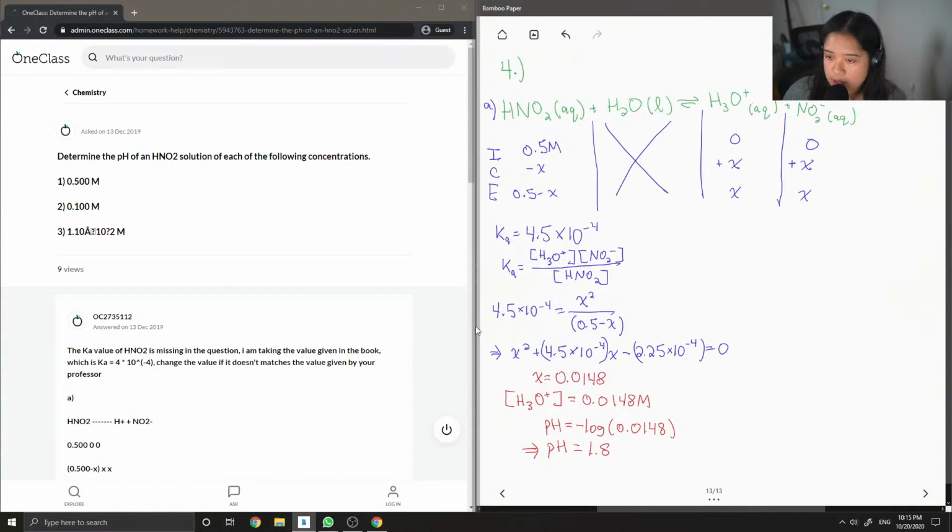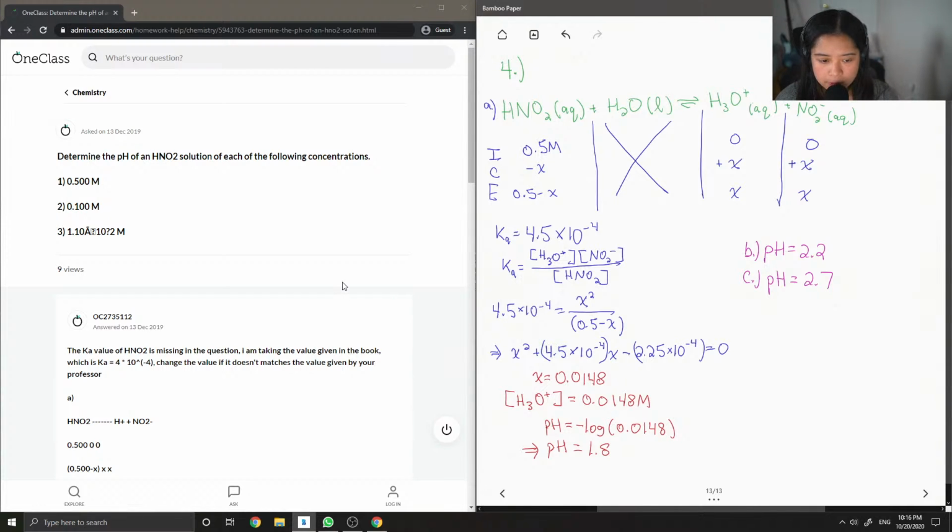So basically you do the same thing for B and C, but I'm not going to write out the whole thing again. I'm just going to write out the pH values that I got. For B, I got a pH of 2.2 when the concentration is 0.1 molar. And then for C, I got a pH of 2.7, when the concentration was 1.1 times 10 to the negative 2.